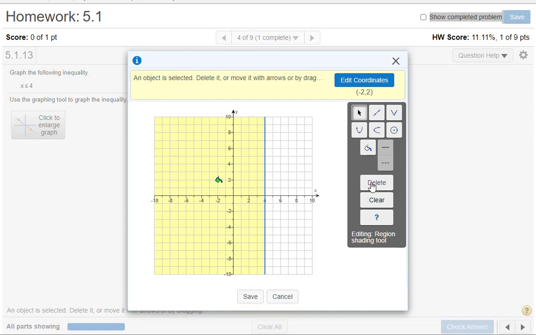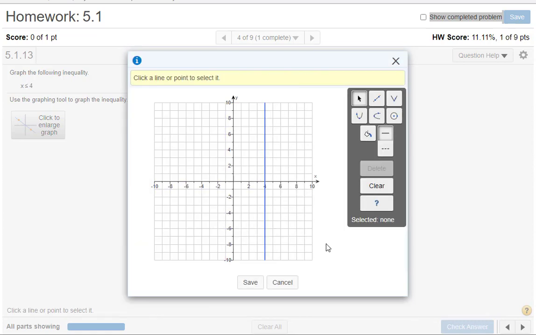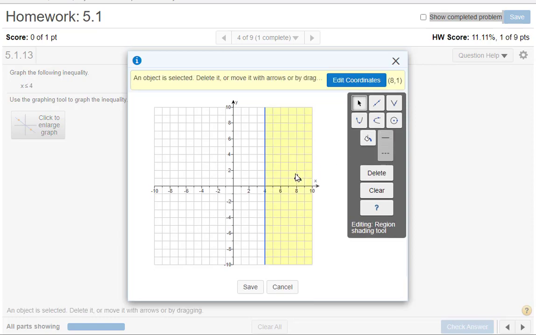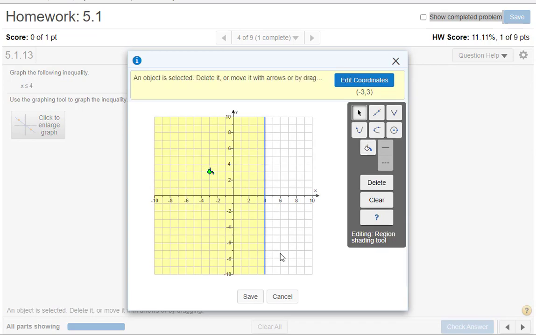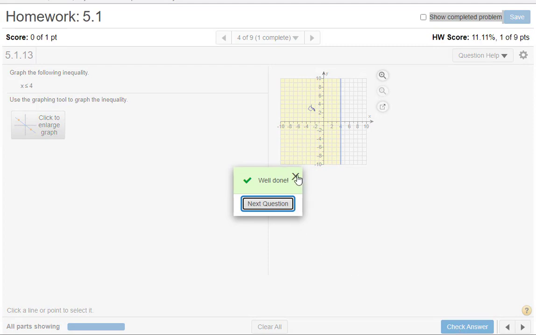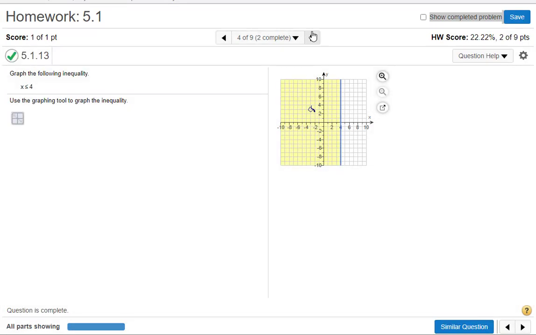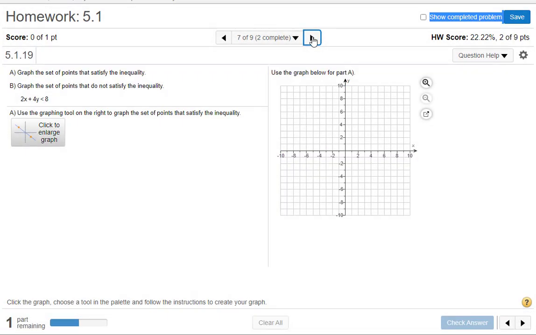Now, if I didn't like that, I could delete it. Get rid of it, back to my line. What if I picked this side? Oh, that was wrong, so delete it and try again. So here's my line. If you have a problem, you can just clear the whole thing or delete the last object that you did. And we'll check it. Yes, it likes that. All right, let's go to one of these where we actually have a couple of things to do.